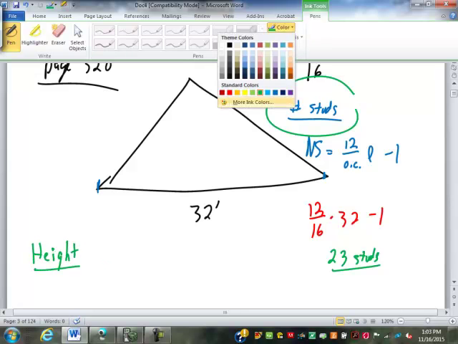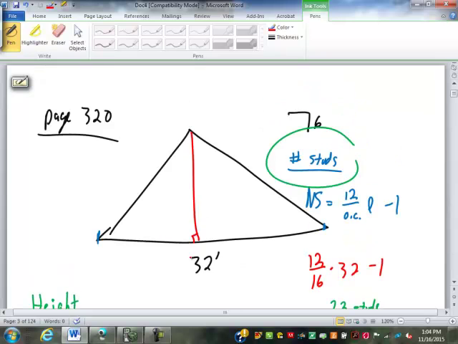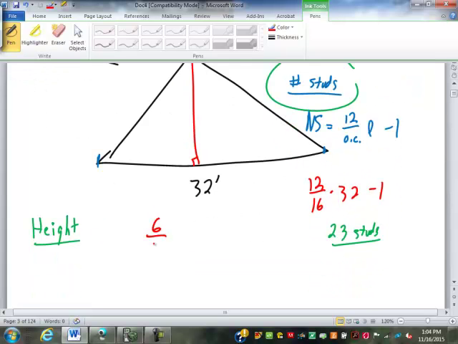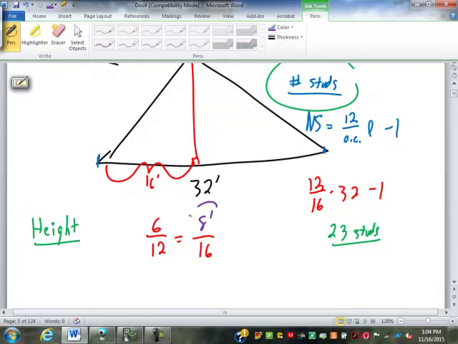How do I find the maximum height of this thing? This is a 6/12, right? Equals, we're not going to use 32, we're going to use 16. Yeah, where did 16 come from? Half of the 32. So 6 times 16 divided by 12 gives us 8 feet. So the maximum height here is 8 feet.